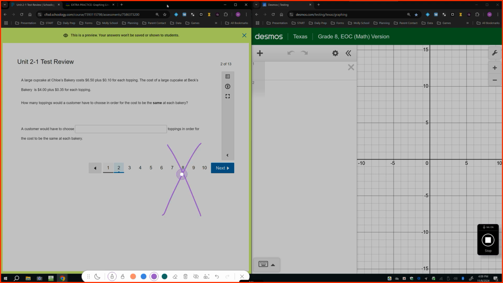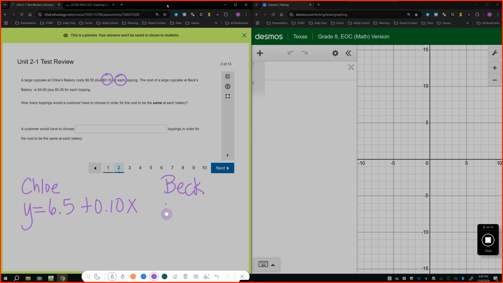I'm looking for an intersection, so I'm looking for where these two lines cross, okay? So we're going to start by writing an equation. So Chloe's equation is y equals 6.50 plus 10 cents each topping. Okay, remember, this goes with the word each, okay? So whichever one's with each is what goes with x, okay? Then we've got Beck.